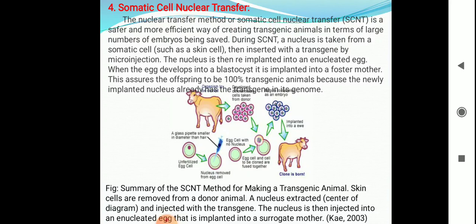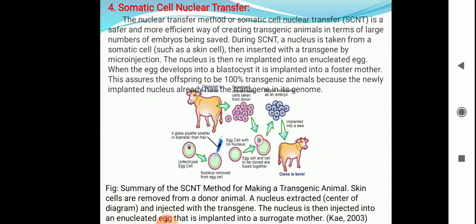The nucleus is then implanted into enucleated eggs. From this somatic cell, the nucleus is collected, and it is inserted into another cell, an enucleated cell. Here in this diagram I have shown you, from an animal, maybe a cattle, first a skin cell is collected. From here an unfertilized egg is also collected. Now the egg nucleus is removed with a syringe, as shown, so the cell becomes enucleated.